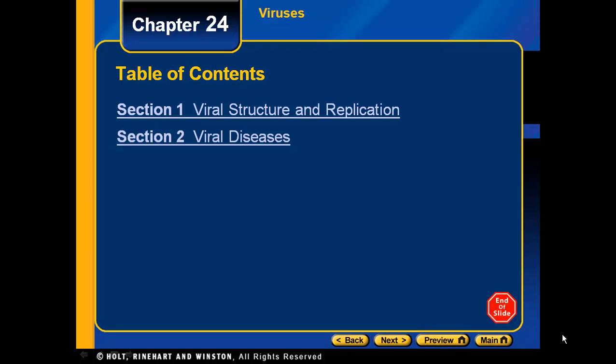This is the podcast for STEM Biology, Chapter 24. We're skipping ahead on viruses. There are two sections. First section is the most important. That is on viral structure and replication. Second section is on viral diseases.